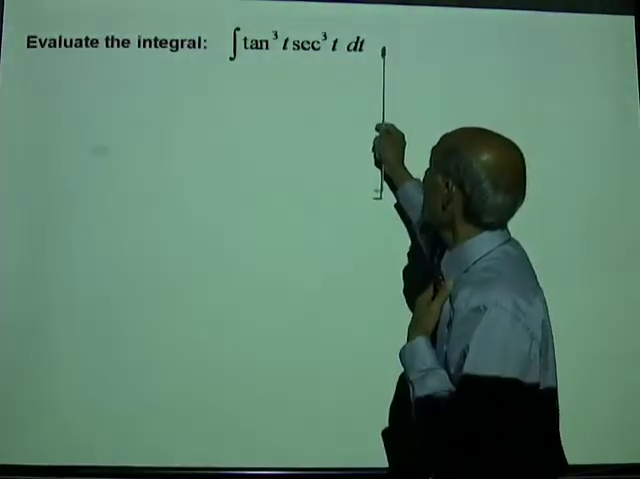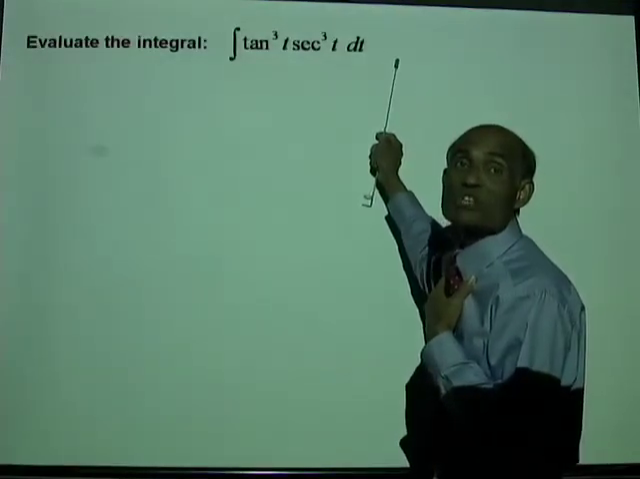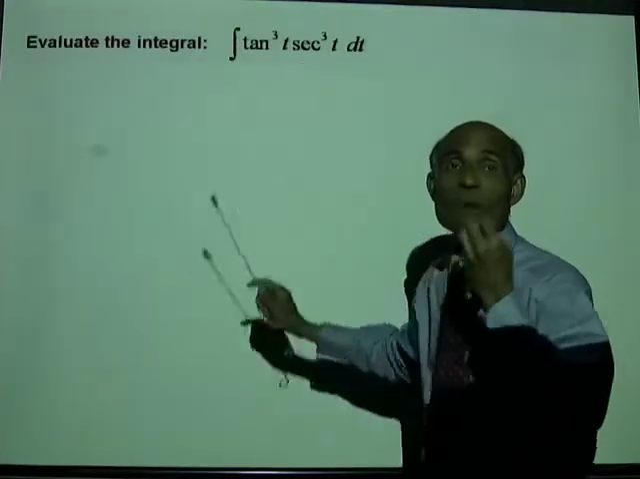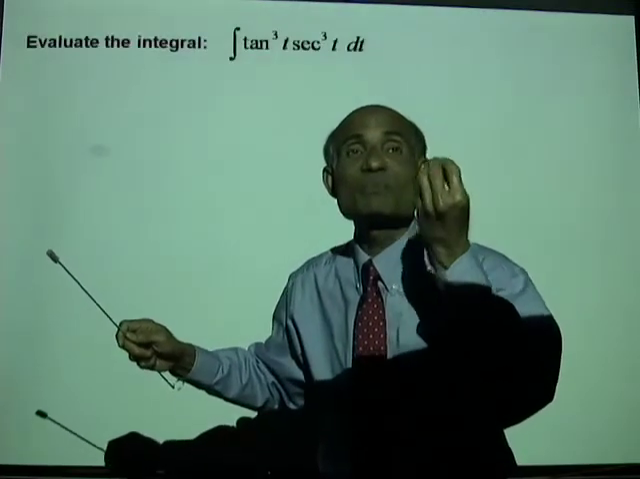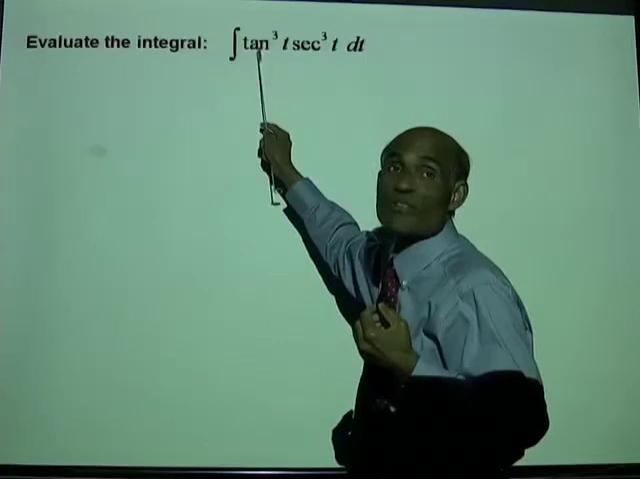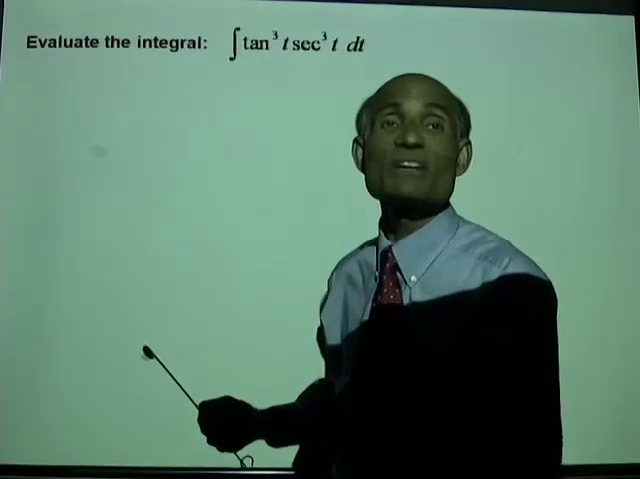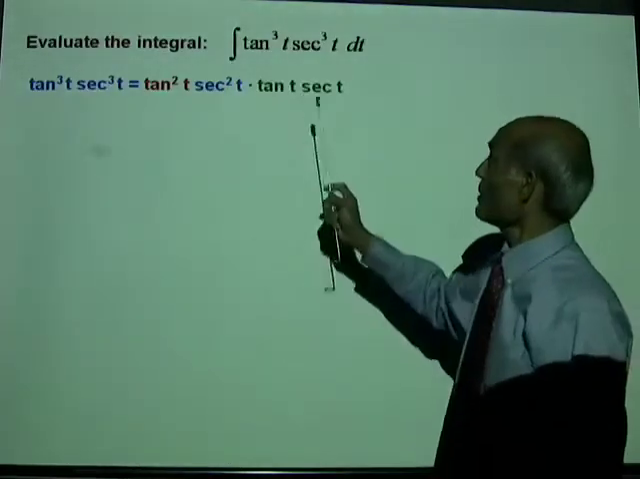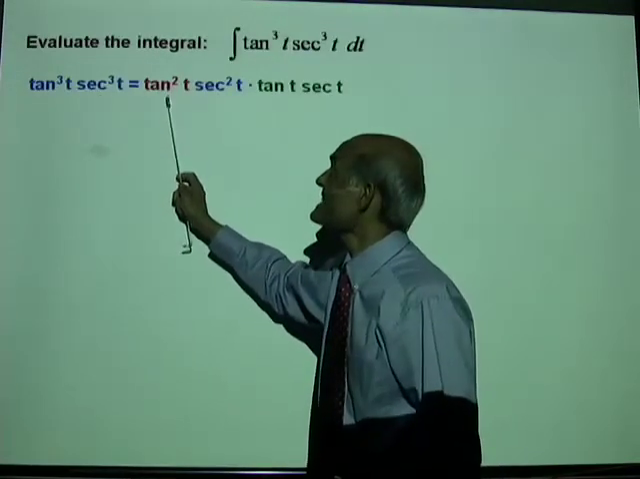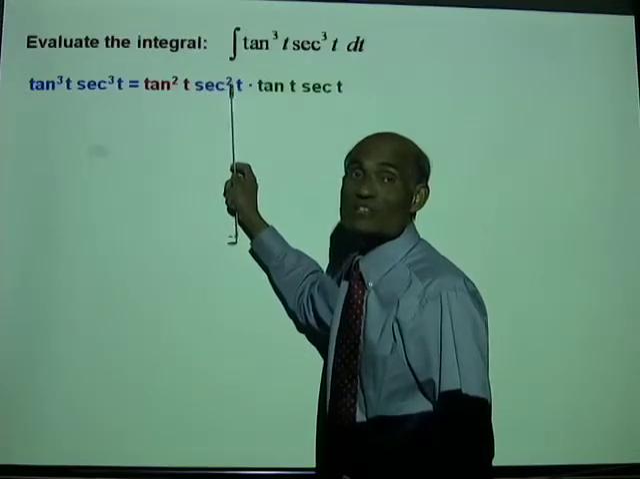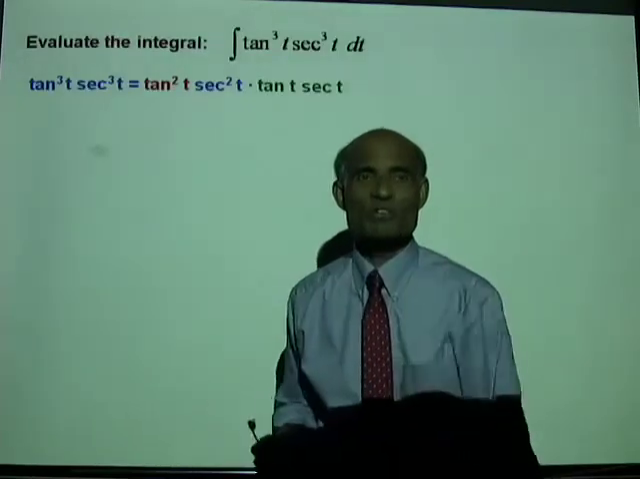That means if you have a secant t tan t there, that is going to act as du for some substitution. What must be the substitution to get that as your du? The substitution must be secant t equal to u. That means you need to change that tan squared t to secant t using one of the identities. Alright, so look at the way we're going to write this. Tan cubed t secant cubed t is written as tan squared t times secant squared t times tan t secant t. You must understand the rationale for doing that.